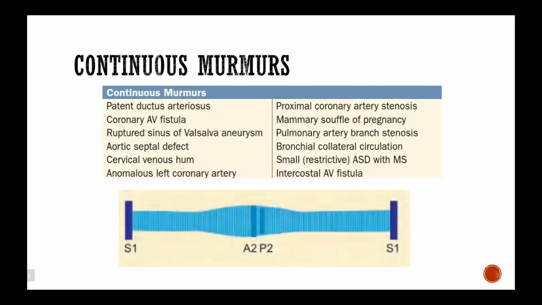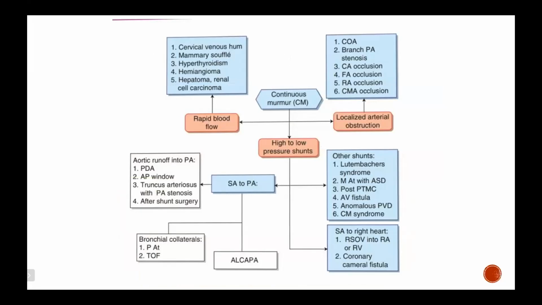Okay, now finally coming to continuous murmurs. Continuous murmurs are those murmurs which begin in S1, they pass through S2 and they will end in diastole. Whenever you come across a continuous murmur, the causes can broadly be classified into three. The first cause is whenever there is a shunt between a high pressure to a low pressure system.